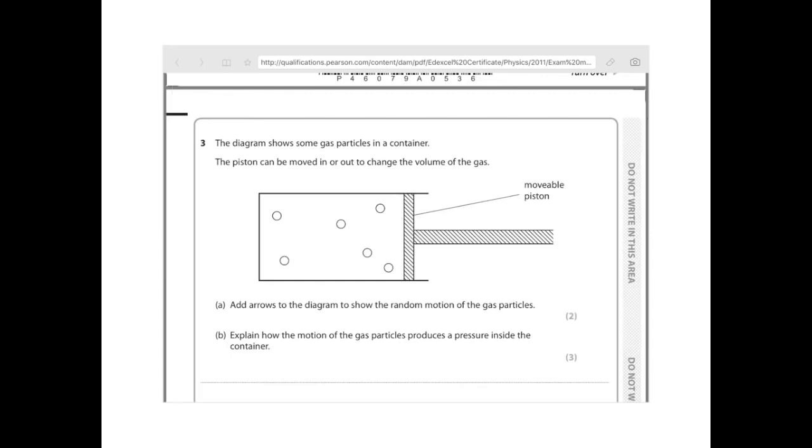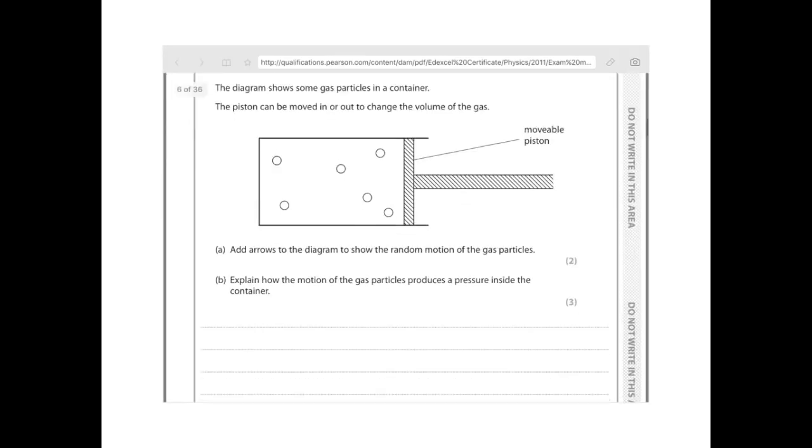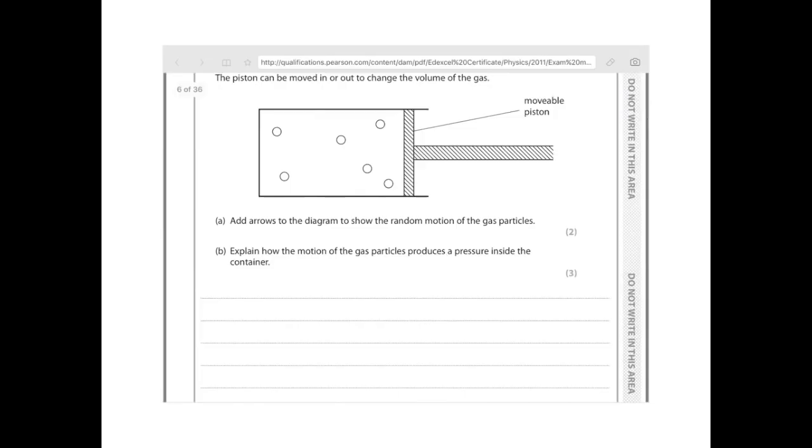The diagram shows some gas particles in a container. The piston can be moved in or out to change the volume of the gas. Add arrows to the diagram to show the random motion of the gas particles. Just literally show them moving around really randomly. Just make sure you add enough arrows. They're just a gas, so it's quite straightforward.